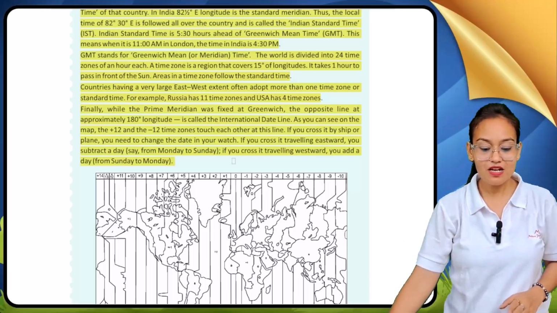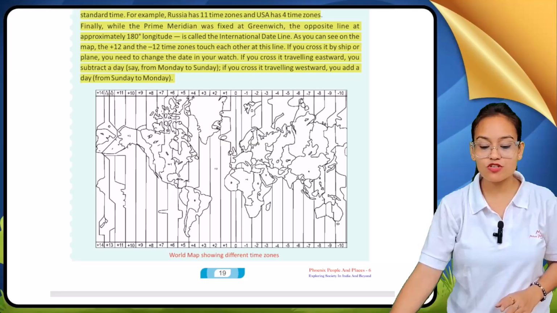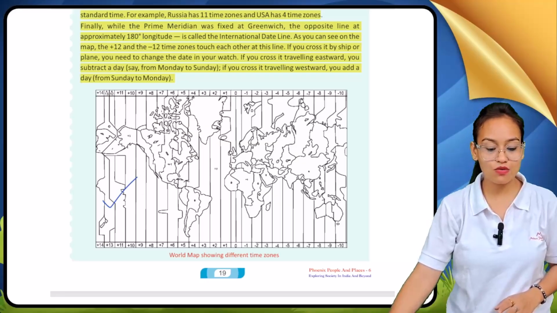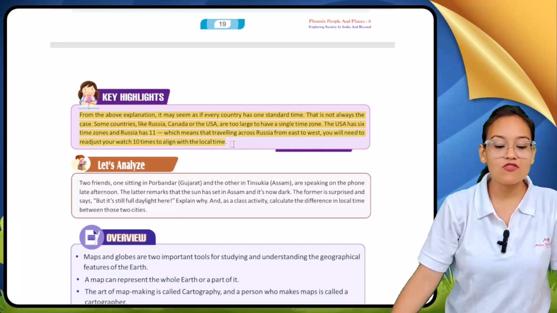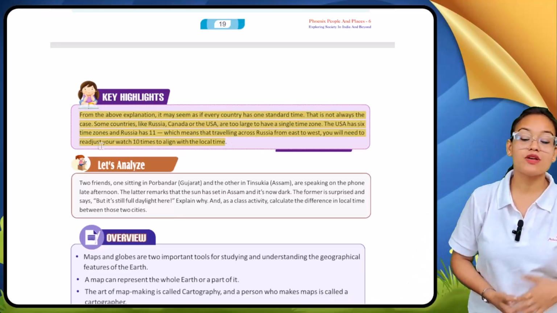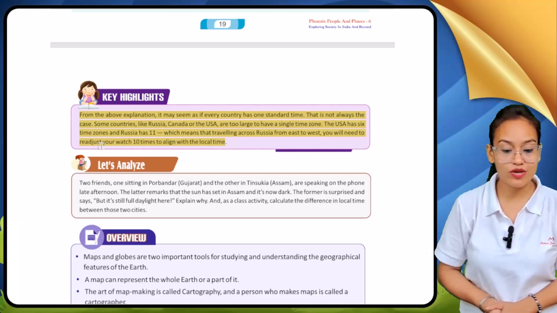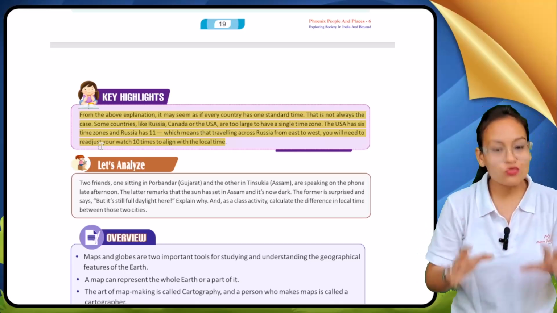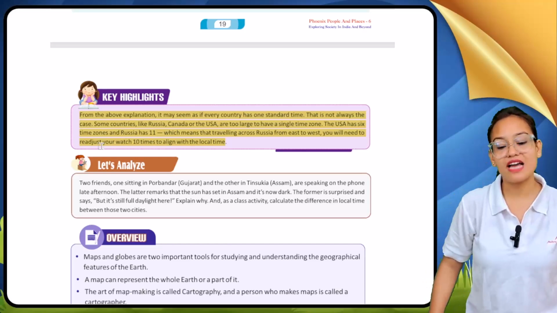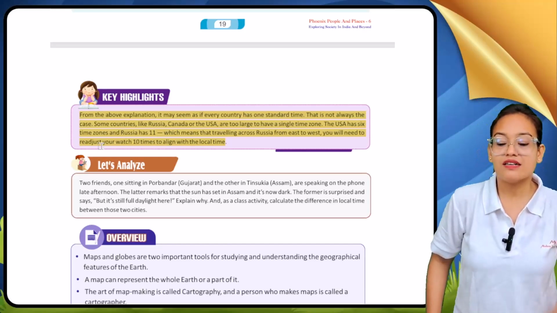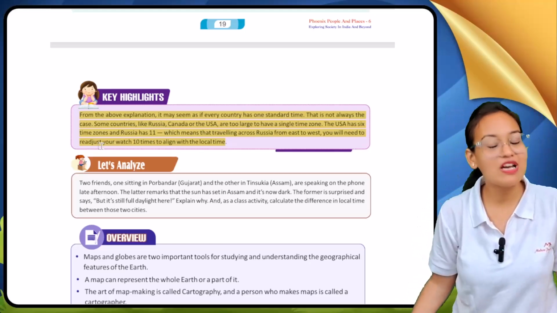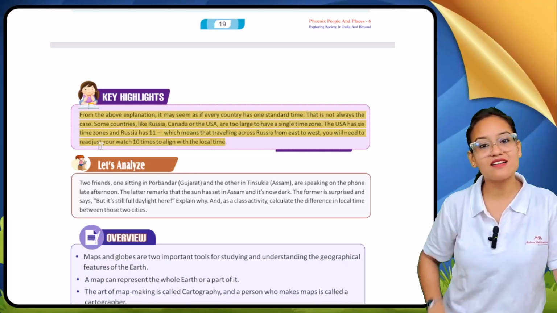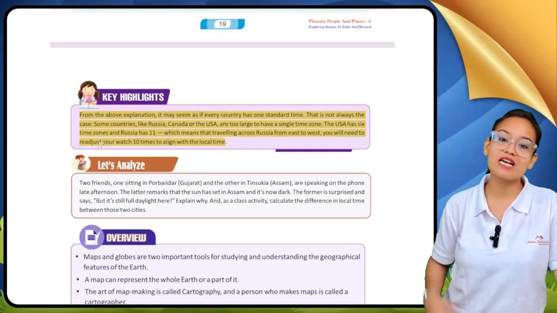Here you can see the world map which shows the different time zones. So this is all in this chapter, my dear student. Now there are key highlighted points. Let's have a look. From the above explanation, it may seem that every country has one standard time zone. But this is not always the case. Like our country India has a single standard time zone, but countries like Russia and US have different time zones.